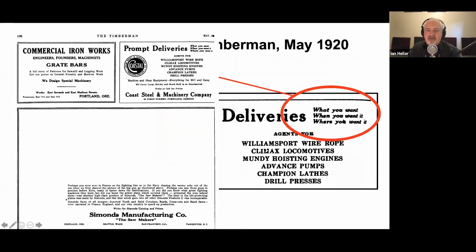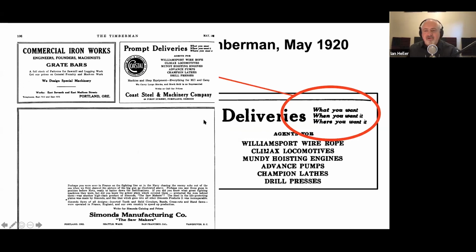You can't see the whole ad here. I actually have it. If you want it, send me a note. I'll send you the PDF of it. It's pretty funny. This Simon's Manufacturing, what you can't see is they're advertising a cannon that was used in World War I. Our steel was used in naval cannons.